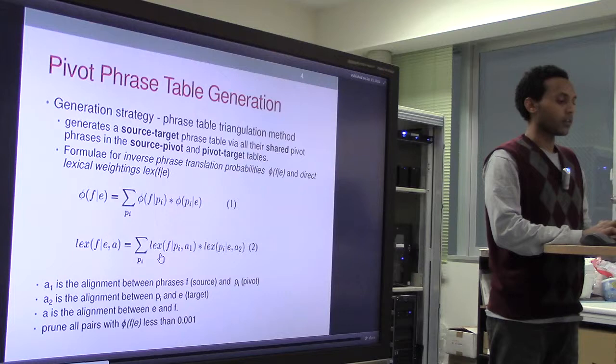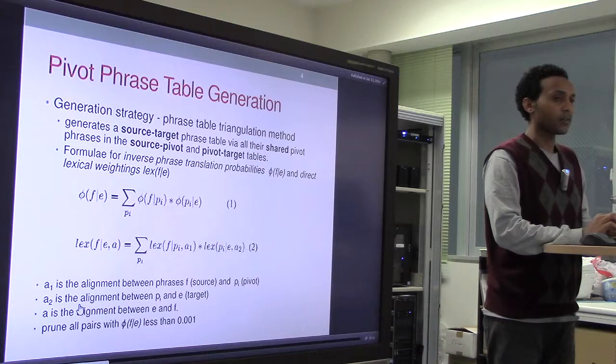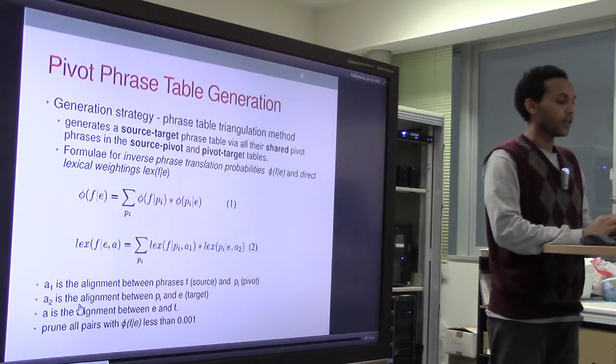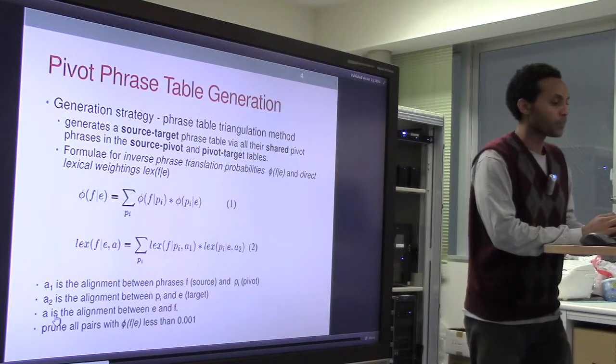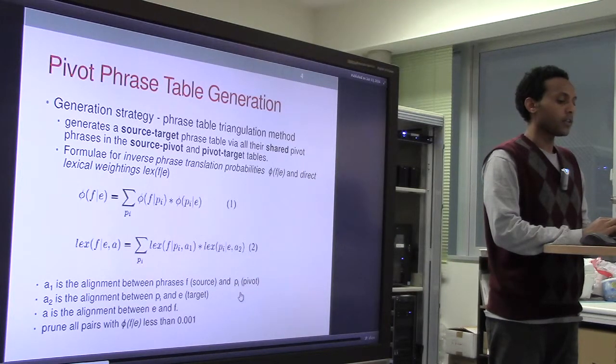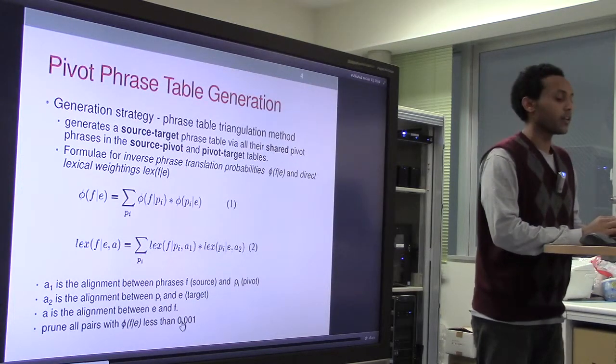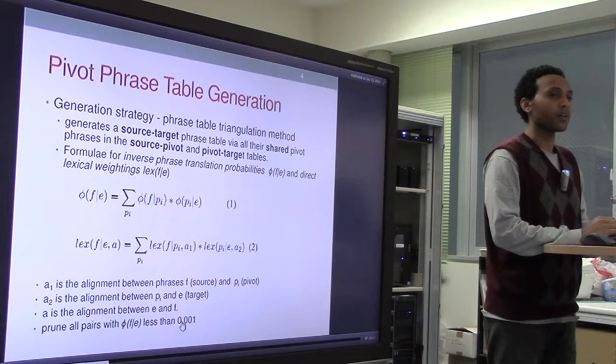In these lexical weights, A1 refers to the alignment between the source and the pivot, A2 the alignment between the pivot and the target, and A is the final alignment between the source and target language. So for pruning or removing noisy phrase tables, they selected a number manually, which is not statistically motivated, but they report that this value gave practical results.